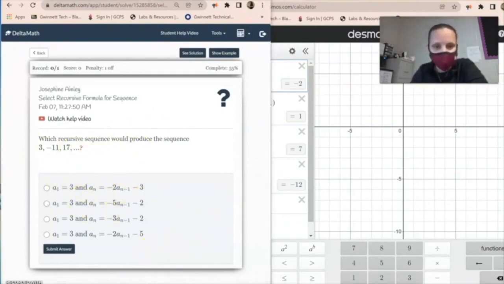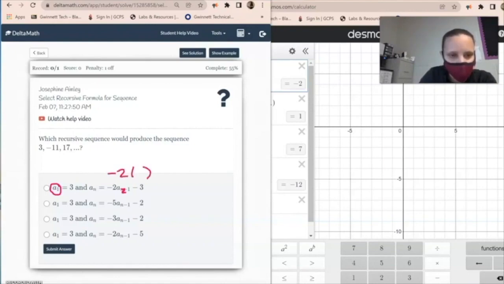So let me go over this, because this one's not really a calculator problem, it's just understanding. When I'm looking for the second term, and I take the previous term, the first term, I'm going to get the second one. So what this is saying is negative 2 times whatever the first one was, which is this, then minus 3. Is that going to give you 3?